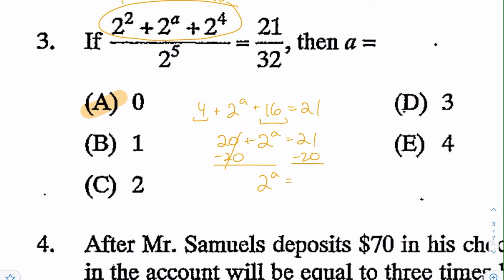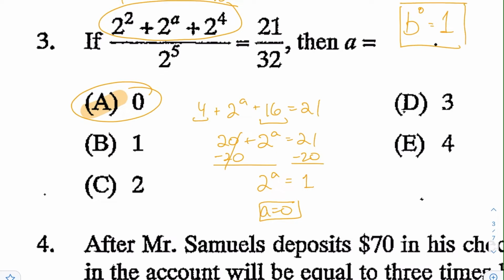You get 2 to the a is equal to 1, and a must be 0 because anything to the 0 power is equal to 1. So b raised to the 0 is equal to 1. That's sort of the identity rule for exponents.